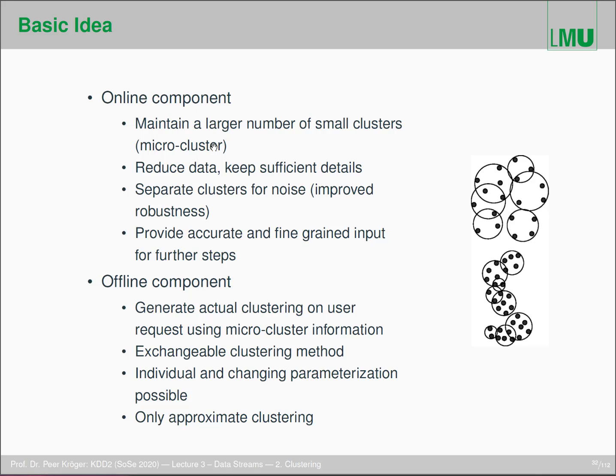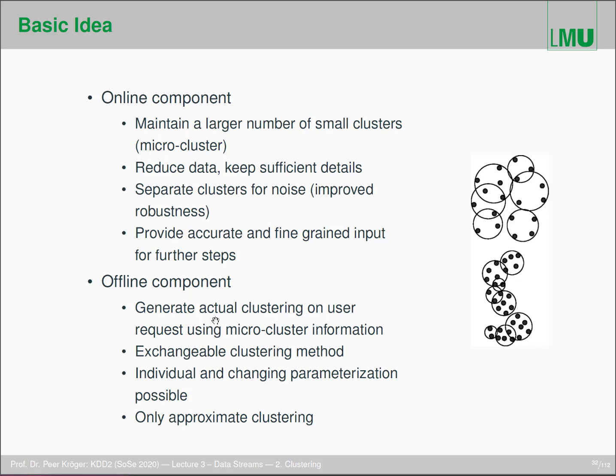And the microclusters are there to reduce the data, obviously, and by reducing the data, of course, we want to keep sufficient details. So we want to summarize the data, but still keep some sufficient information in order to do the clustering afterwards in the offline phase. So we should separate clusters from noise for improved robustness, and we should try to provide accurate and fine-grained input for the further steps, including the offline phase.